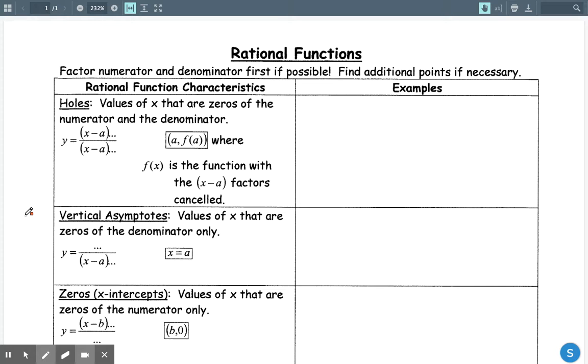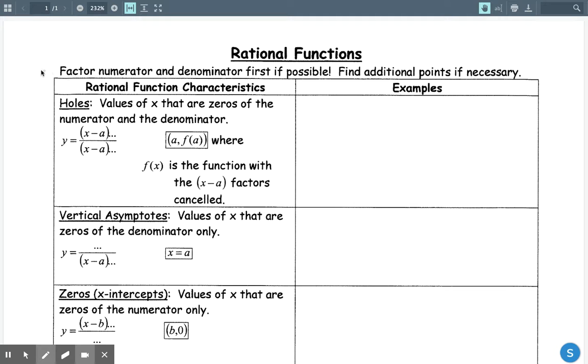There's a lot of stuff to remember here, and being able to use this sheet to help guide you along the way is going to be really helpful. So basically we're going to talk about how do you find the hole, how do you find the vertical asymptote, how do you find the x-intercepts or the zeros, how do you find the horizontal asymptotes, slant asymptotes, and so on and so forth.